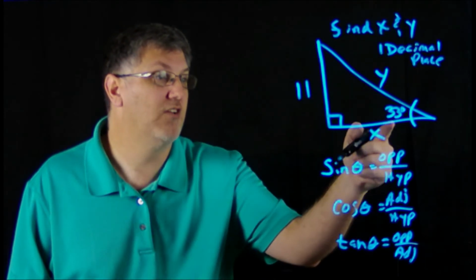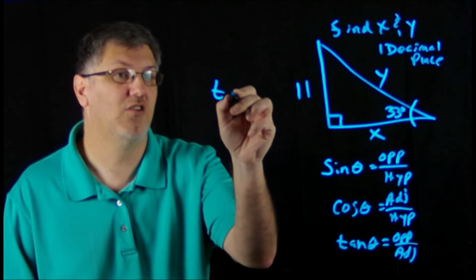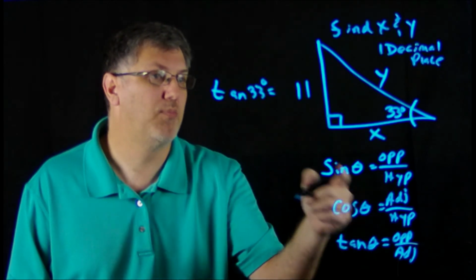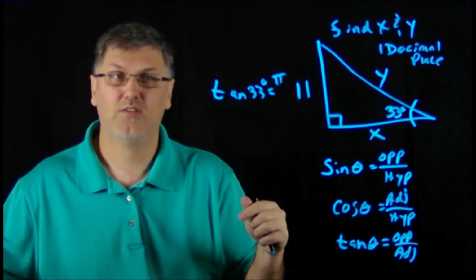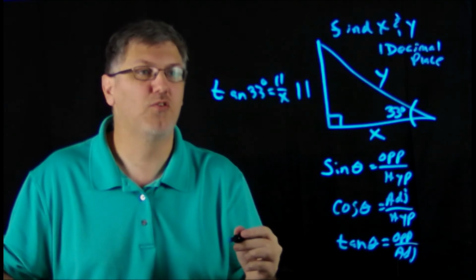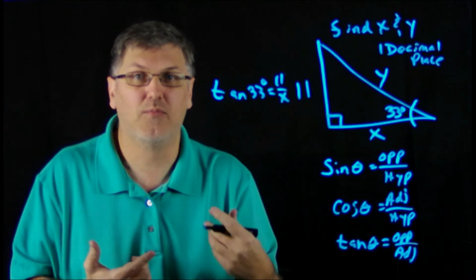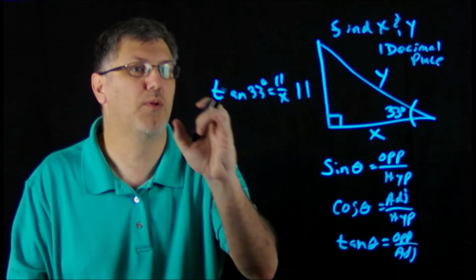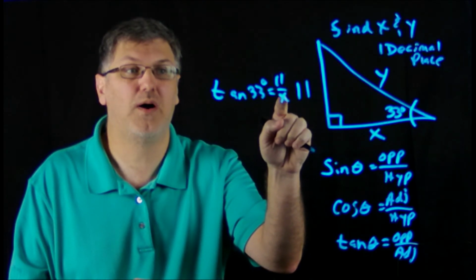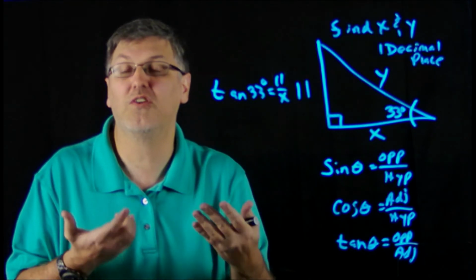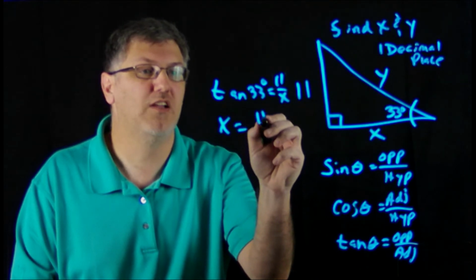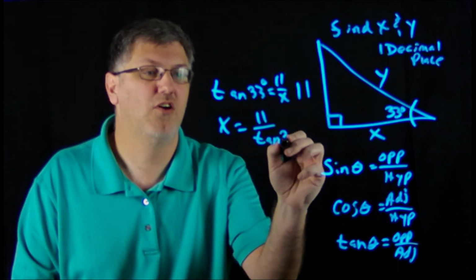So my angle is 33 degrees. I'm going to say tangent of 33 degrees equals my opposite, which is this 11, over x. Now here we're just going to solve this out. I'm going to show you a quick little trick. We could multiply both sides by x and divide by tangent of 33. However, when we have just our individual variable on the bottom and just a number over here, because tangent of 33 is just a number, we're going to interchange them. So x equals 11 divided by tangent of 33 degrees.